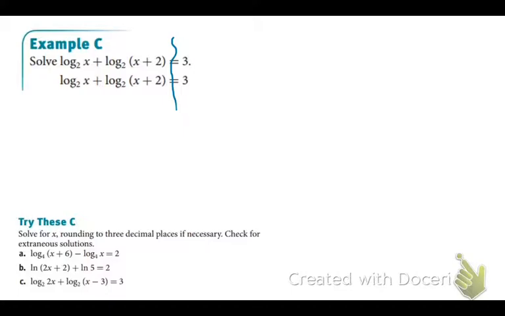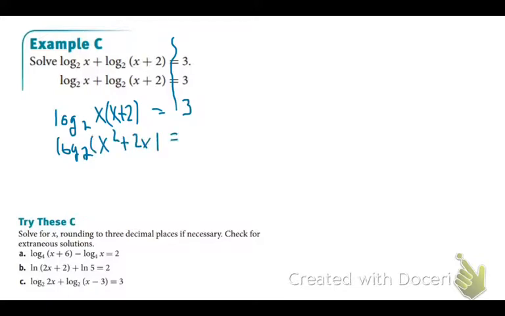Multiply. All right. So if we bring them together, we're going to have log base 2 of x times our x plus 2, and keep that in parentheses, equals our 3. X times x plus 2 would be? X squared. X squared plus 2x. Okay. So now we're back to what we had previously.